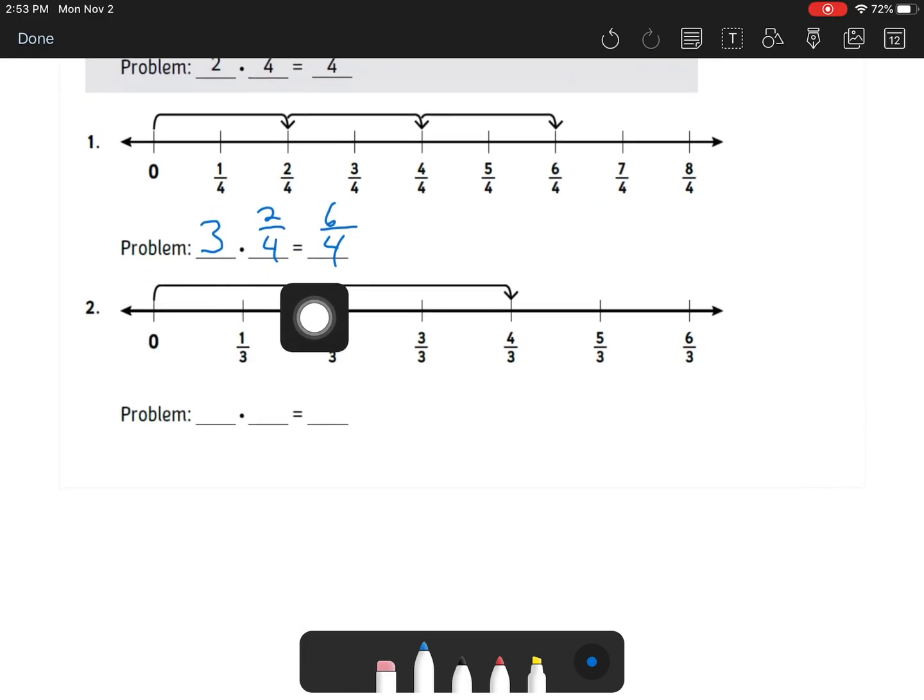Okay, here, how many times did we multiply? 1, 2, so it's 2 times. And what did we multiply by? 2/3. So 2 times 2/3 gives us right here 4/3.